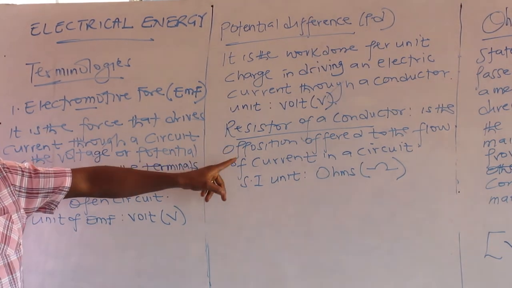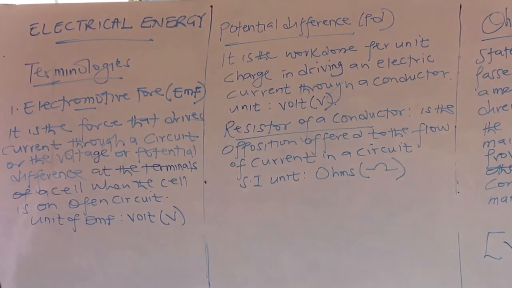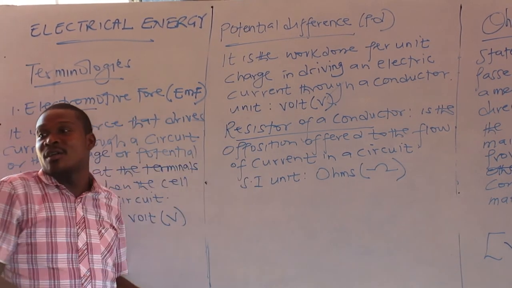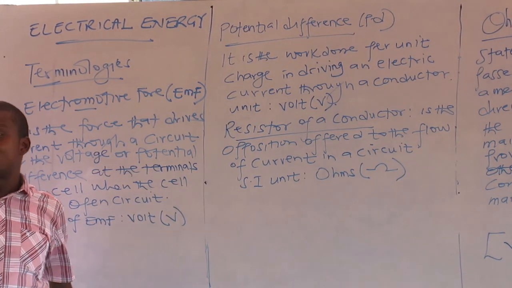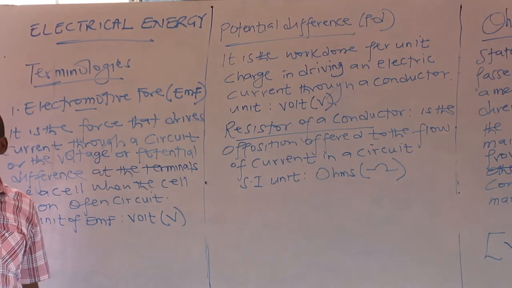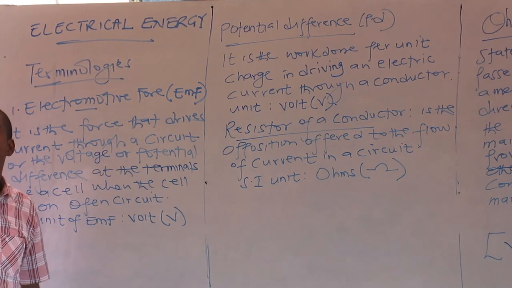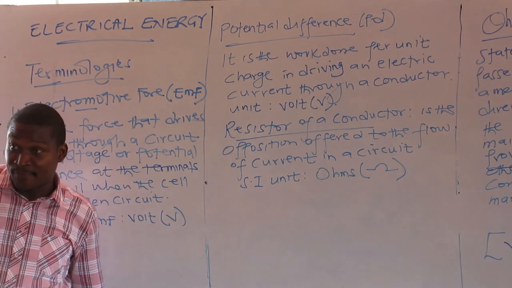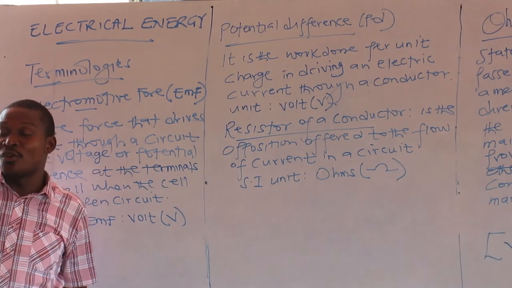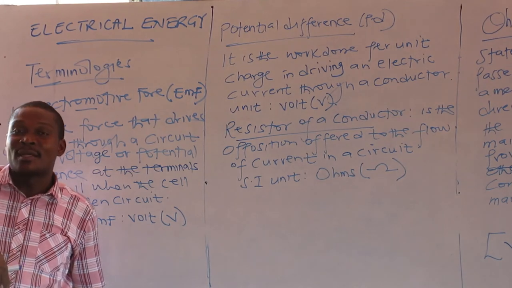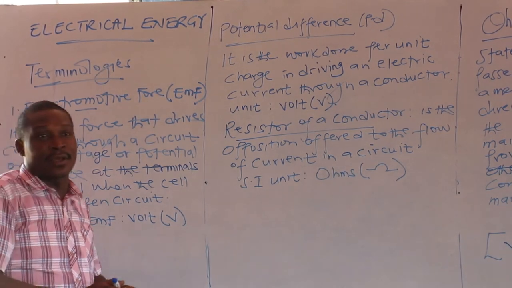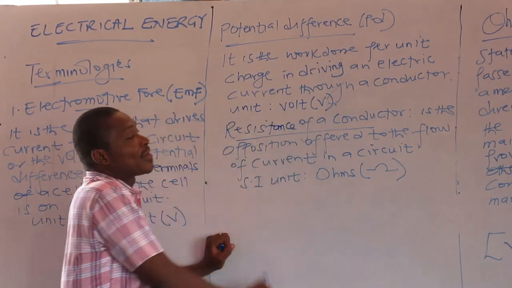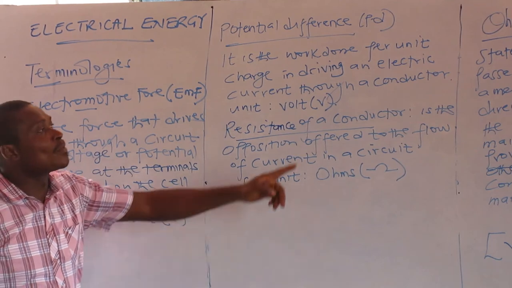Resistance of a conductor. It is the opposition offered to the flow of current in a circuit. That is resistance. Not resistor, resistance. Okay, all the same. Good. So when current is flowing, there is an opposition trying to prevent the current from flowing. That opposition is called resistance. Now, when you have alternating current, AC, flowing, the opposition you get is not called a resistance. It is called an impedance. Okay? So this is resistance of a conductor.